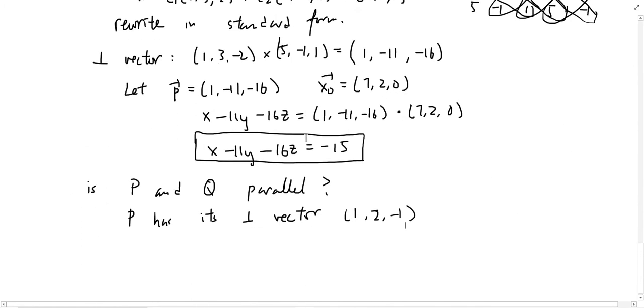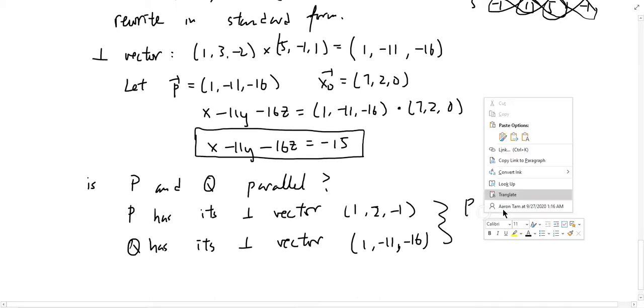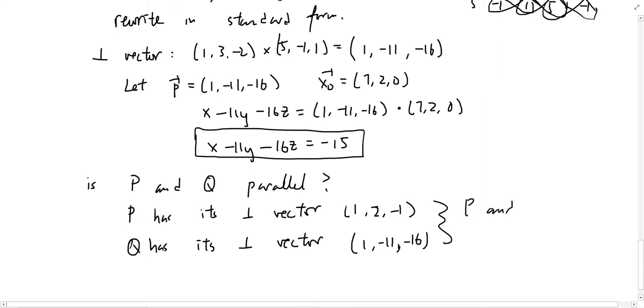1, 2, negative 1. And Q has its perpendicular vector 1, negative 11, negative 16. So now I can tell you that P and Q are not parallel. How do I know they're not parallel?